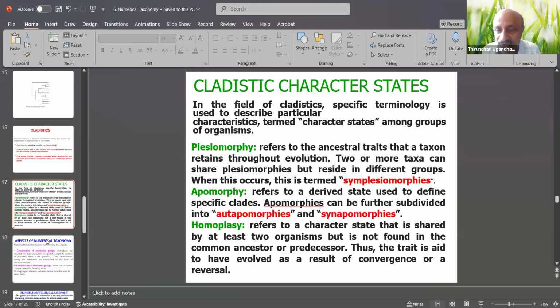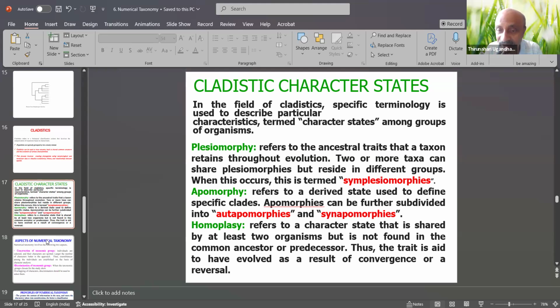Simpliciomorphy is also one of the characters which are similarities of two different groups or families. When this occurs, the term is a simplesiomorphy. Apomorphy refers to the derived state used to define specific clades, one group or two groups of clades. That is the one character.